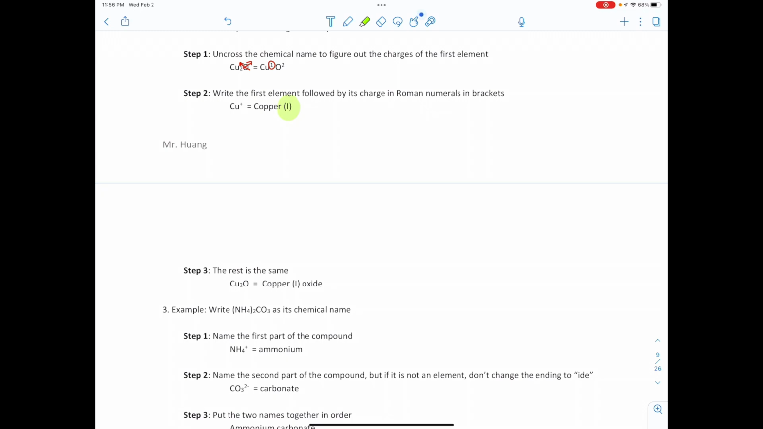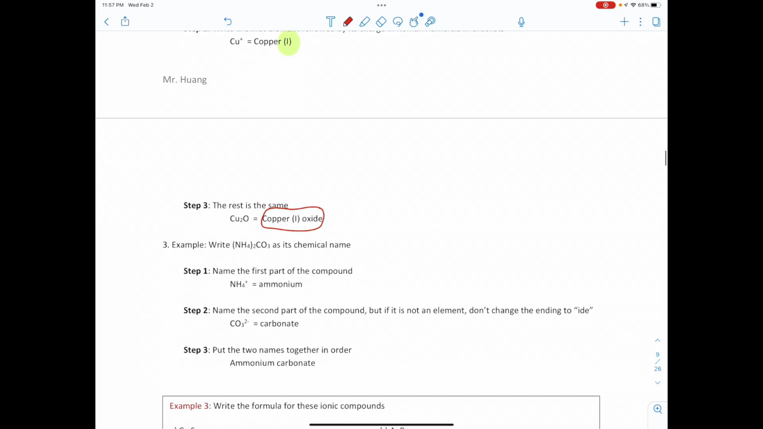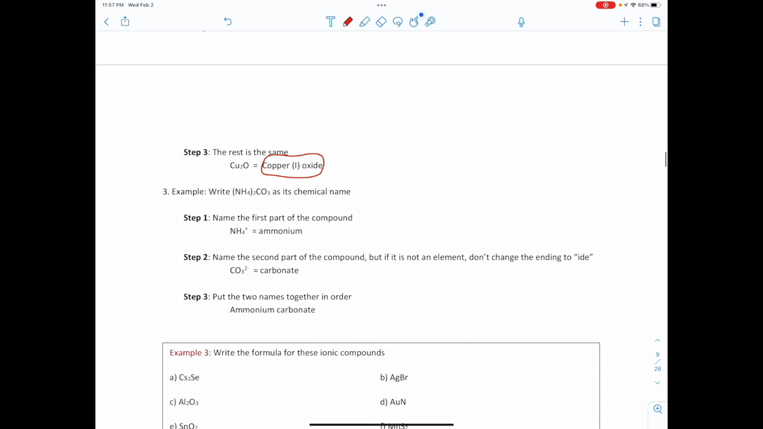We have an O at the end. That O is oxygen. We change it to oxide, and so for Cu2O, the correct name for that is copper 1 oxide. Now, another way to know if an element has multiple charges is that most of the time it's the transition metals that have multiple charges. So your group 1, your group 2 metals, they will always have either a +1 charge for group 1 or a +2 charge for group 2. But it's the transition metals in between that could have multiple charges.